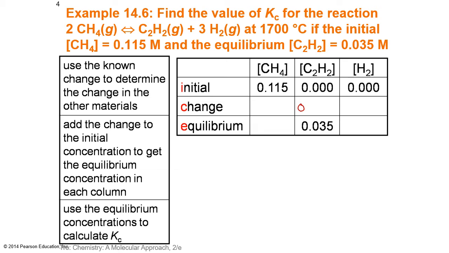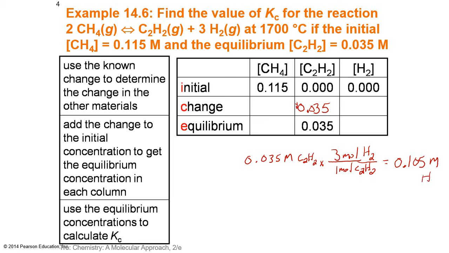We can use that known change to help us calculate the other concentrations using our stoichiometry. We can use the stoichiometry from our balanced chemical reaction to find the H2 and also our methane. So for H2, our change is going to be 0.105 molar of H2.